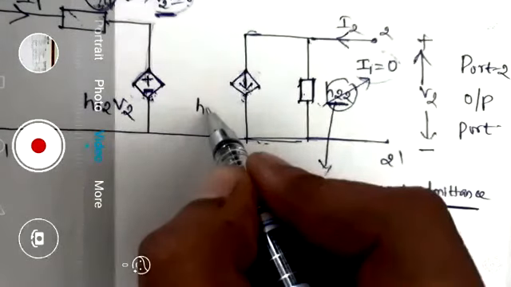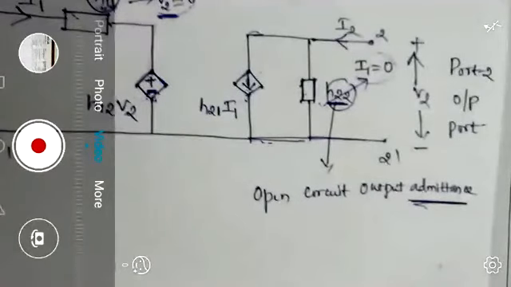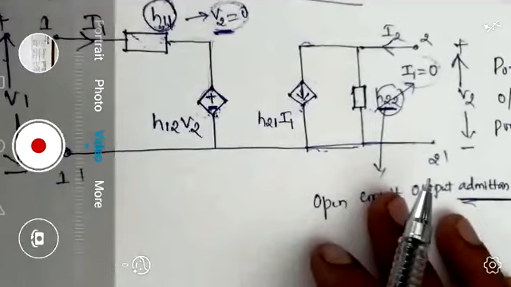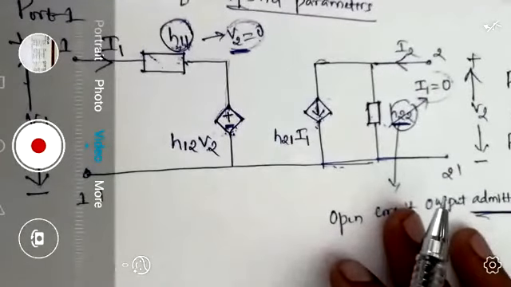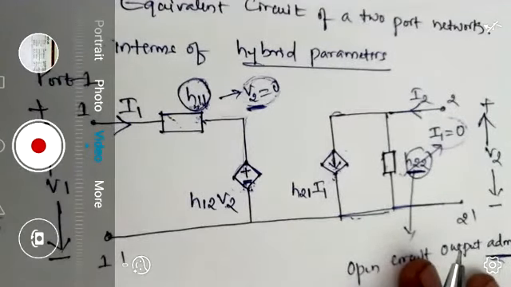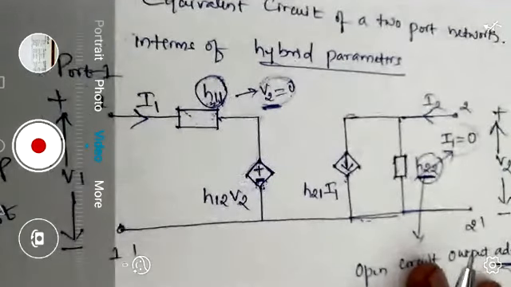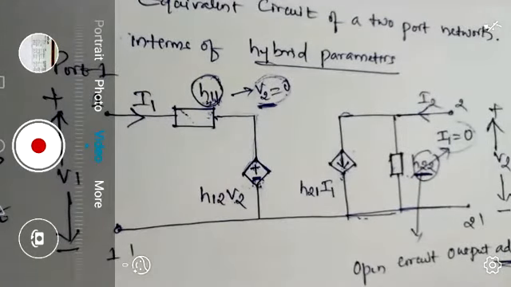H21 I1. Absolutely correct. Hence we sketched the equivalent network or equivalent circuit of a two-port network in terms of hybrid parameters, or we can say in terms of H parameters. Is it understood? Yes, sir. Okay, next we will move on to conditions.